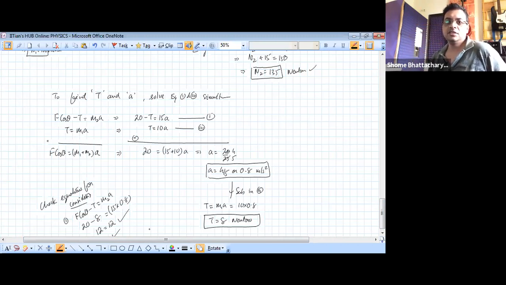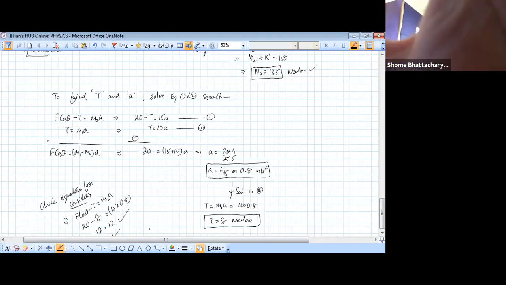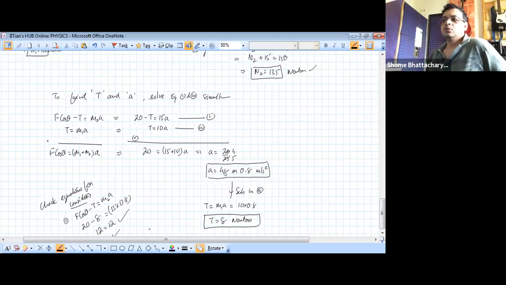Yes, Ashmi and Sneekita, the tension is 8 Newtons, that's correct. Manas, all of you got this correct, Aman. Okay. So method of solving is clear, I hope.